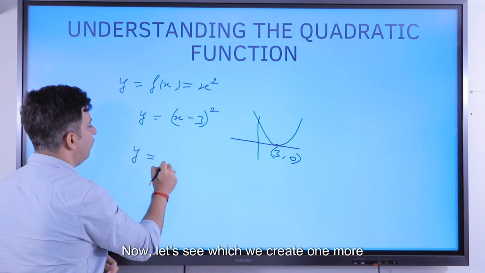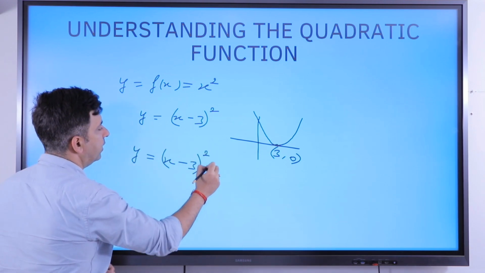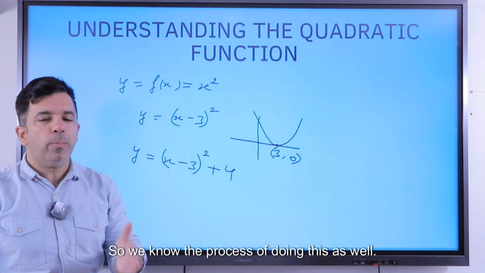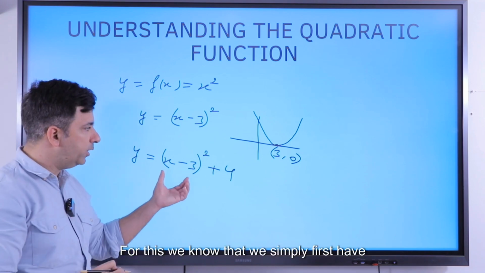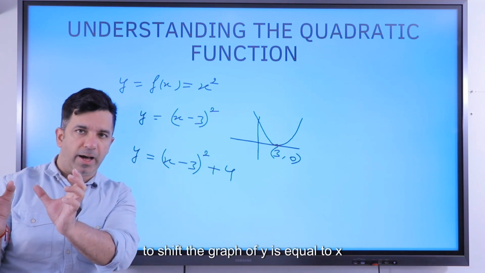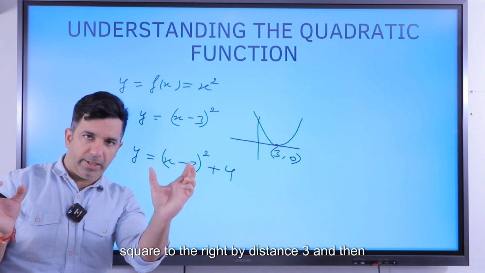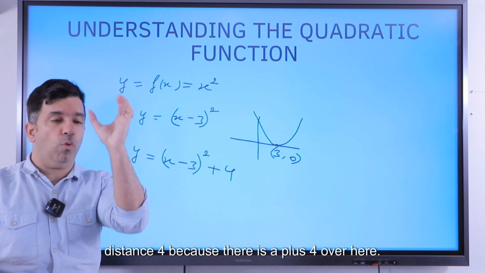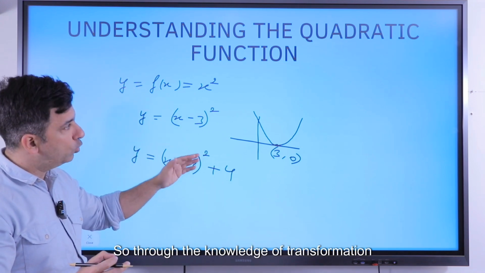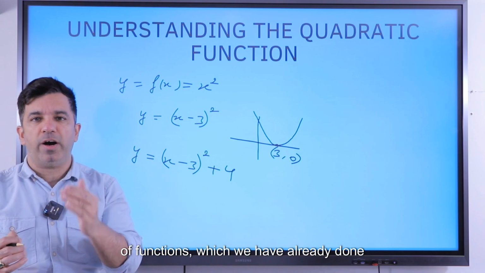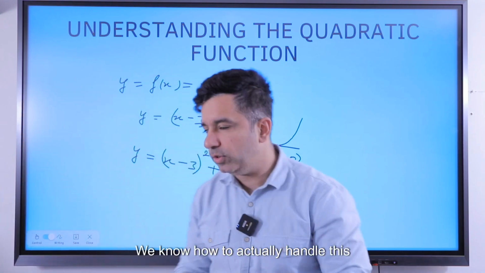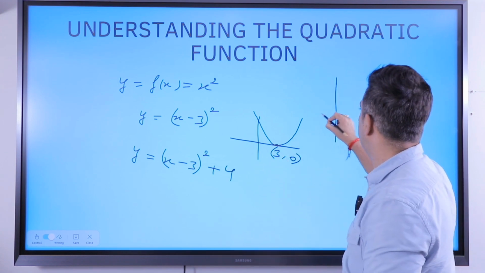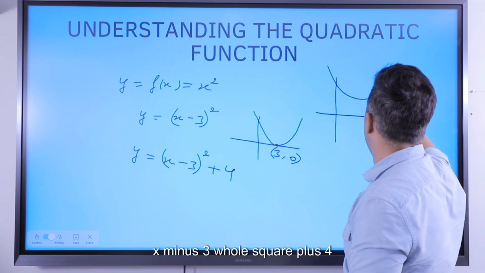Now let's say we create one more change. Let's say this is to be created: (x − 3)² + 4. We know the process of doing this as well. First we shift the graph of y = x² to the right by distance 3, and then we take this graph upwards by a distance 4, because there is a plus 4. Through the knowledge of transformation of graphs which we have already done, we know how to handle this process. So this would create this graph, (x − 3)² + 4.